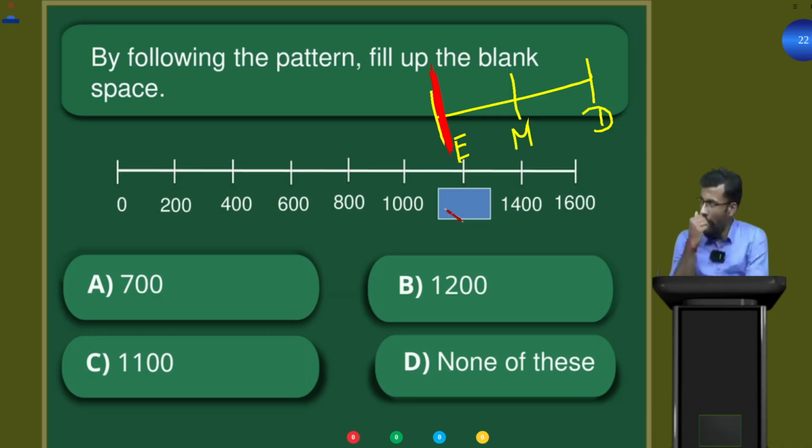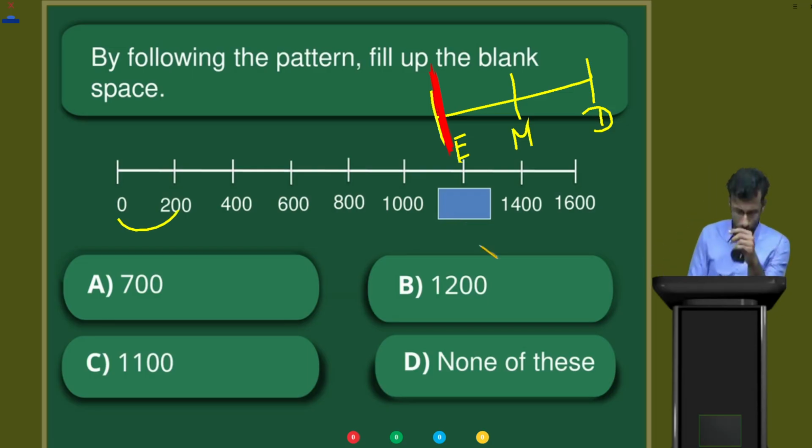So by the following pattern, fill up the blank space. 15 seconds. Answer it correctly. And your time's up. Now look at the difference, guys.